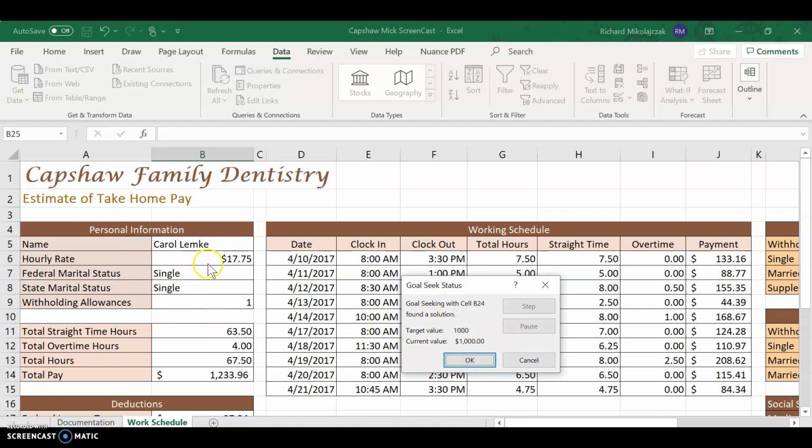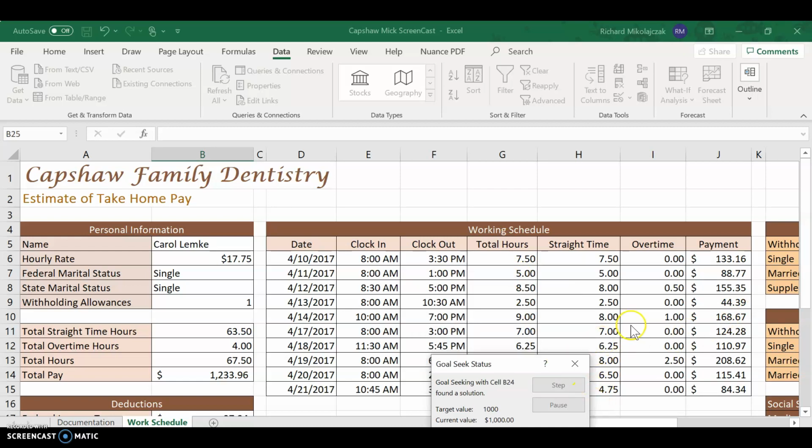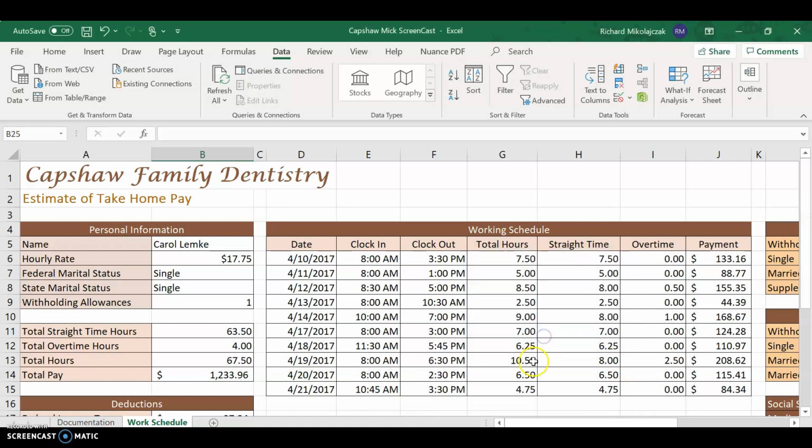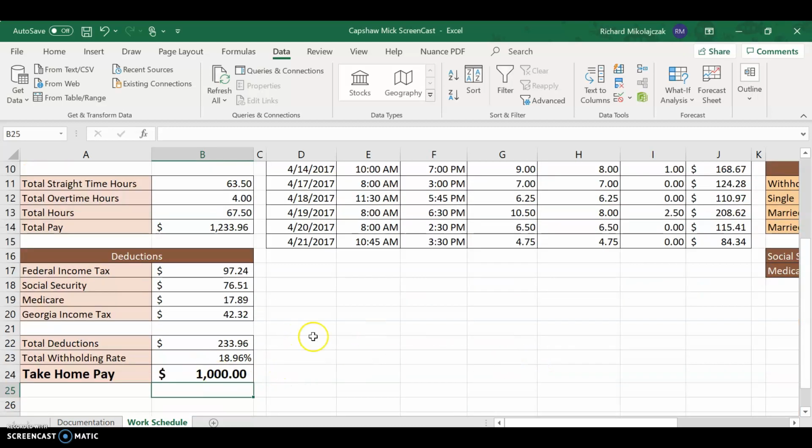And she would have to be making 17.7 an hour in order to get $1,000 at home, net. That's what they're asking, how much it would be for net. They can make the 1,000. And that's all it is.